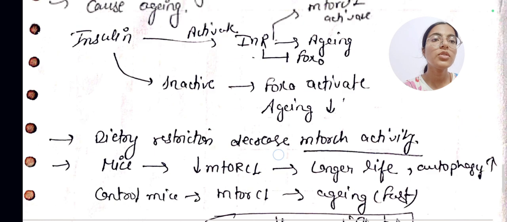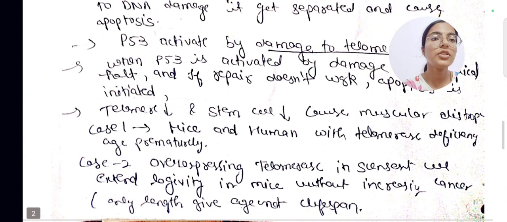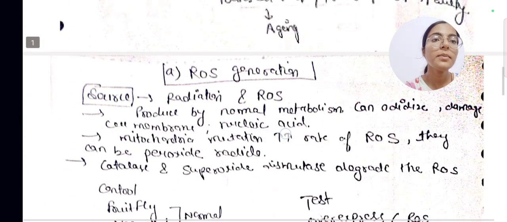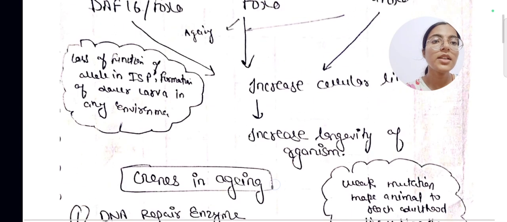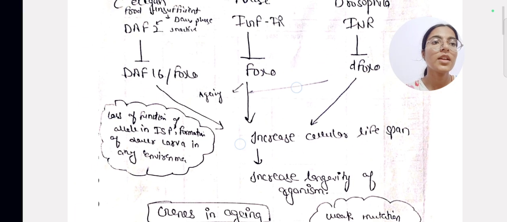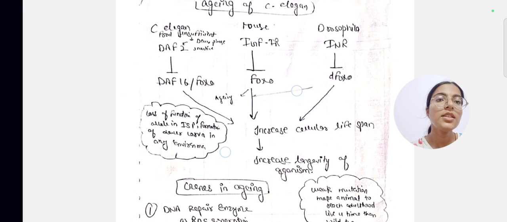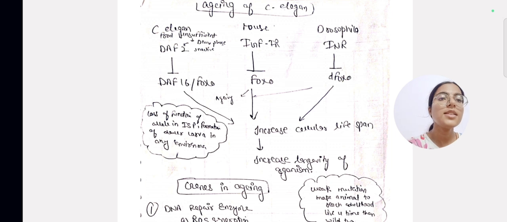Now I'll show you the diagram that I showed at the start. Right, this diagram is here. This is showing three organisms: C. elegans, mouse, and Drosophila. The gene working in C. elegans is DAF-2, in mouse IGF-IR, and in Drosophila INR. If these three genes are activated, they result in a decrease in lifespan and an increase in aging.